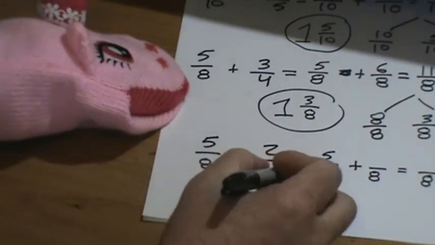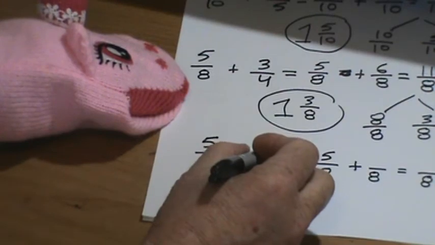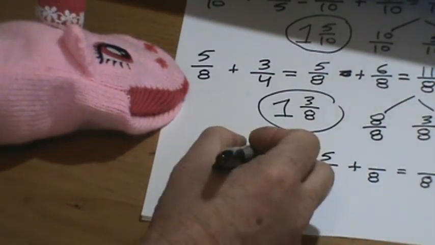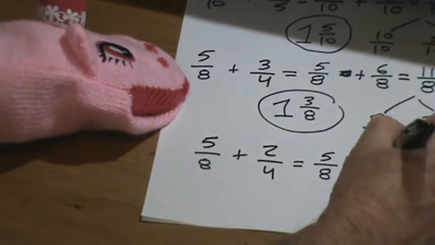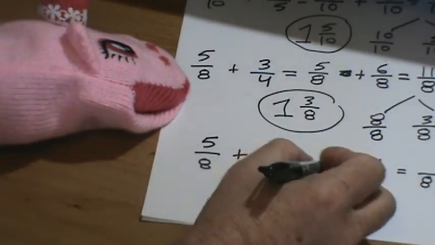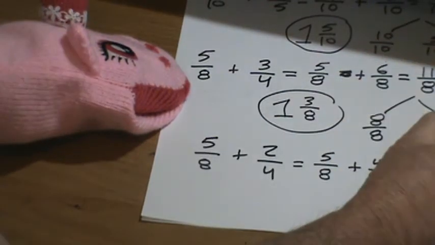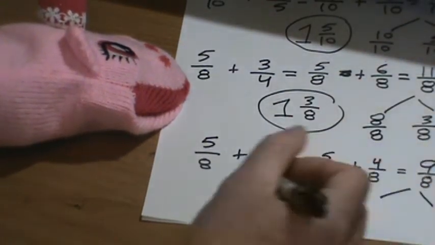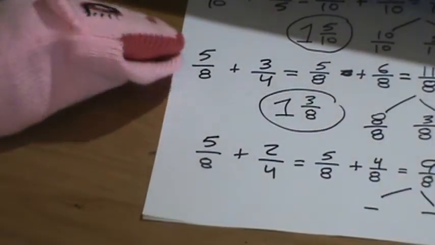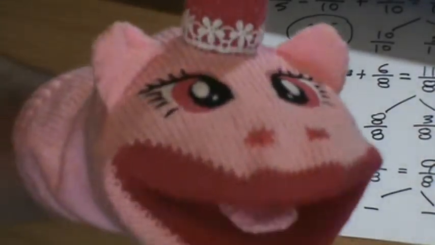Well, you know that 4 times 2 is 8, so we have to multiply 2 times 2. 4 times 2 is 8, 2 times 2 is 4. And now we're ready to add. 8 remains the same, the denominator, so 5 plus 4, 6, 7, 8, 9 is 9/8. And you, on your own, take care of the number bond and go ahead and pause the tape.